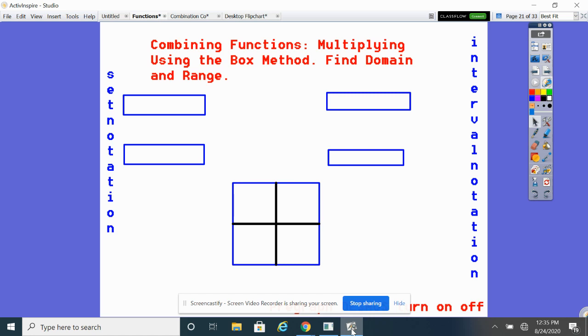All right, so the lesson. Here we go with the new stuff. Combining functions. This time we're going to talk about multiplying. On the next slide, we're going to talk about dividing. Multiplying is a pretty big deal in Algebra 2.